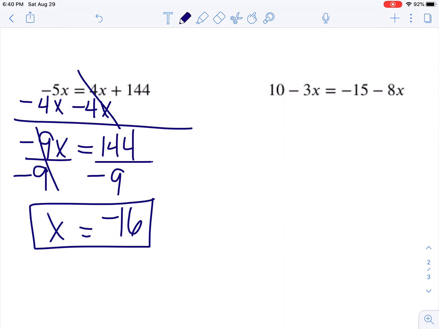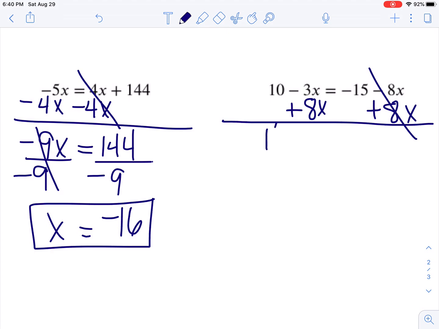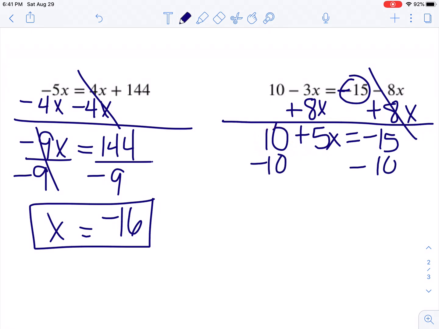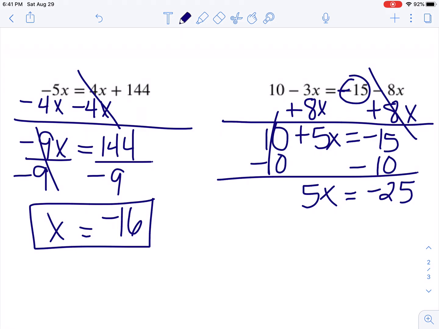And this one, I'm going to add the 8x over here because that's my smallest variable. Negative 8 is smaller than negative 3. That leaves me 10 plus 5x equals negative 15. Don't forget about that minus sign right there in front of the 15. So that's negative 15. And negative 3 plus 8 is positive 5 right here. So now I want to get rid of the 10. So I'm going to do minus 10 minus 10. So I have 5x equals negative 25. I'm going to divide both sides by 5. I get x equals negative 5.